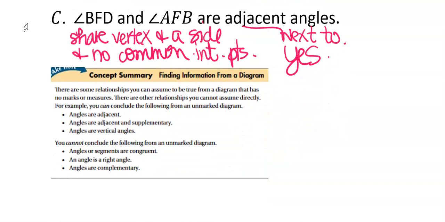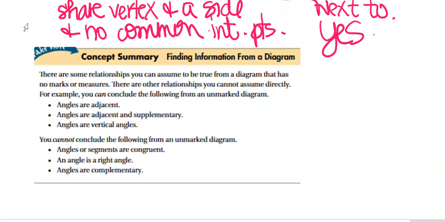Okay, so a concept summary, finding information from a diagram. There are some relationships you can assume to be true from a diagram that has no marks or measures. There are other relationships you cannot assume directly. For example, you can conclude the following. You can assume that angles are adjacent, or you can figure that out looking at the picture. You can assume that angles are adjacent and supplementary by looking at a picture, and that they're also vertical. So these are all yeses.